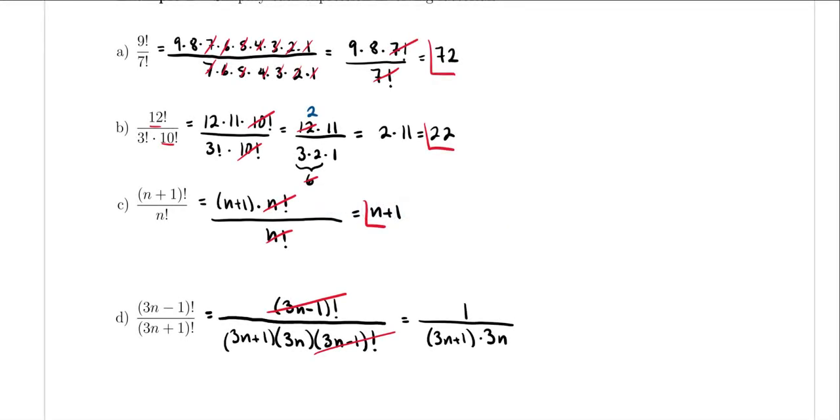Welcome back. Alright, so hopefully this is the same answer that you got. In this particular example, it was the denominator that was the larger value, so you had to break down the denominator. So 3n plus 1 factorial was the same thing as 3n plus 1 times 3n times 3n minus 1 factorial, and there we go, that's the term that we wanted because that was the term in the numerator. Canceling them out, we're left with 1 over 3n plus 1 times 3n.